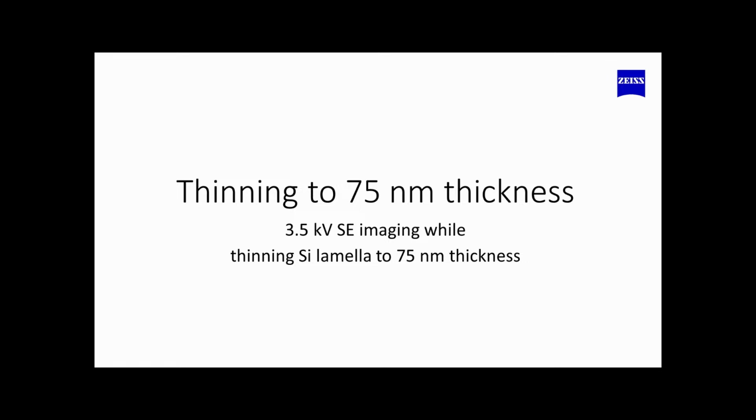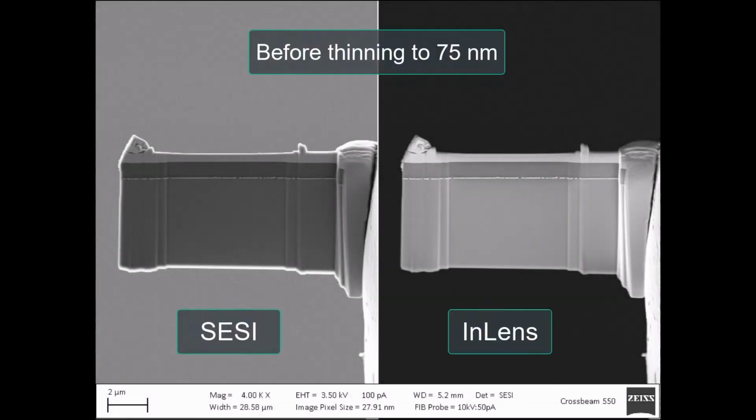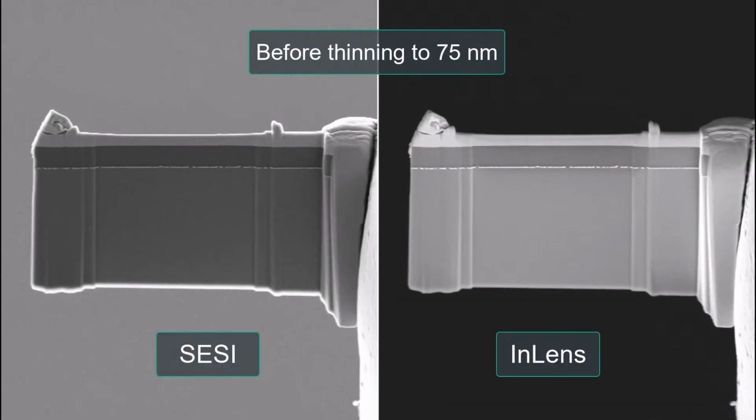All right, next step I chose to go to 75 nanometers. So we knocked the SEM voltage down to 3.5 kV. Same step, the SEM is on the left, InLens is on the right. We definitely can't see through the lamella in the SE image.